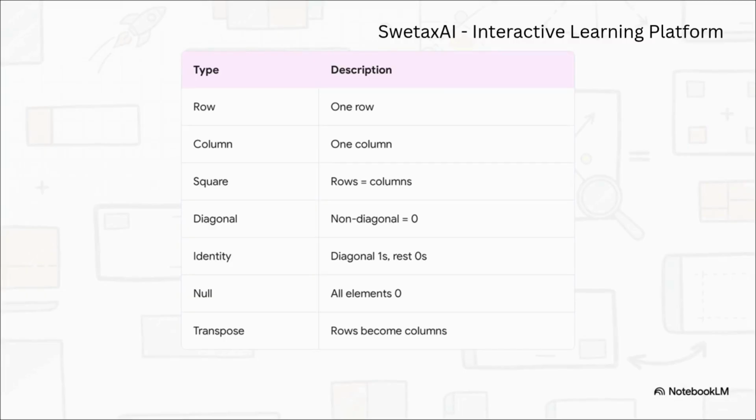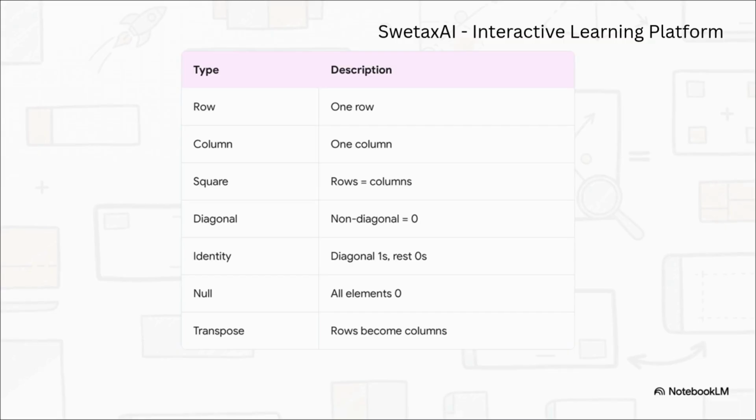And we actually categorize these grids by their shape and what's inside them. So we have row and column matrices, which are exactly what they sound like, a matrix restricted to just one single row or one single column. Then there's the square matrix, which is perfectly balanced with an equal number of rows and columns. But take a look at the visual patterns in the zeros and ones as we move further down the list.